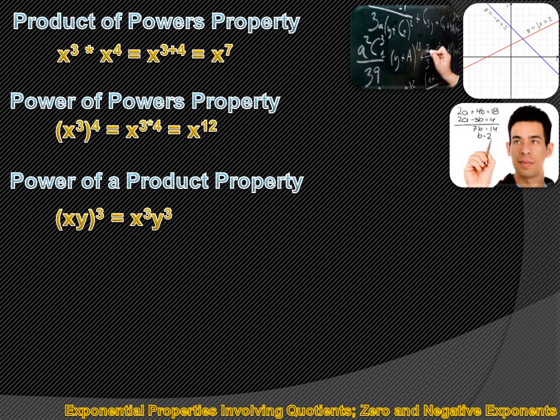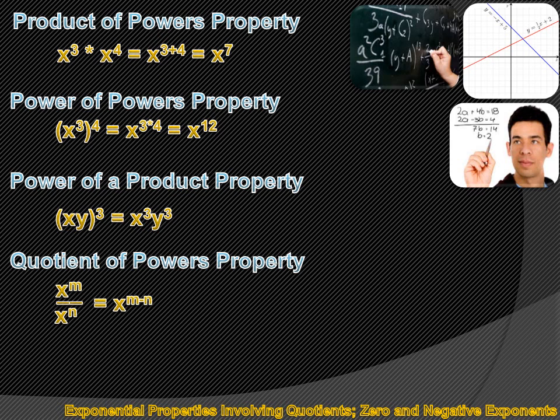Well, now let's move on to some exponential properties that involve division. And the first of these is the quotient of powers property. That should sound a lot like the product of powers property, and it is. When we're multiplying a variable raised to powers, we just add those powers to get our answer. Well, when we're dividing a variable raised to powers by that same variable raised to another power, our answer is that variable raised to the difference between the two powers. X to the m power divided by x to the n power equals x to the m minus n power.